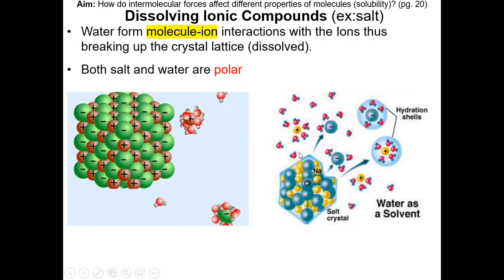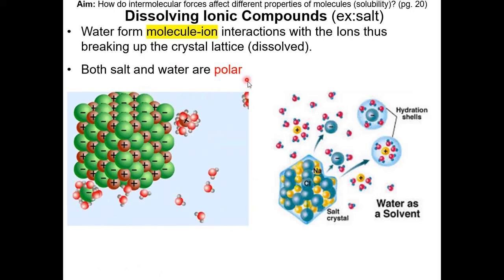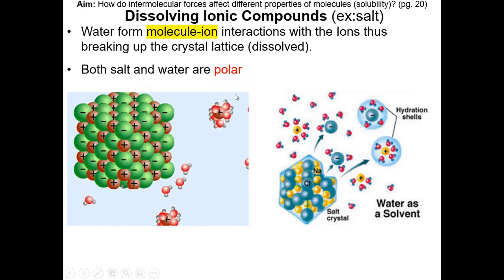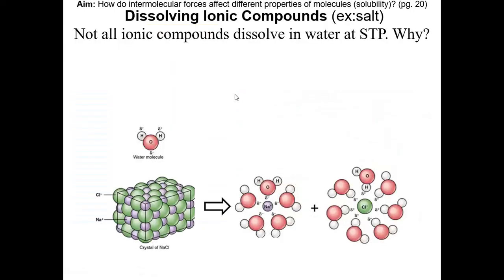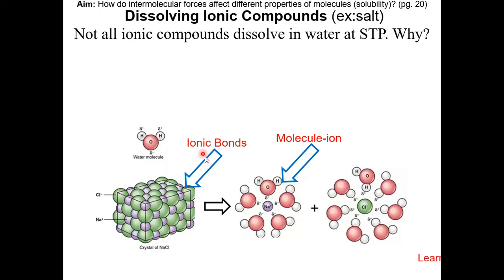Another way to think about it is that salt and water are both considered polar. Remember, like dissolves like. Keep in mind, not all ionic compounds dissolve in water at STP. Why is that? So there's two interactions here. One is the ionic bond, and the other one is the molecule-ion effect. Remember, you first have to break the ionic bond before you form the molecule-ion interaction.